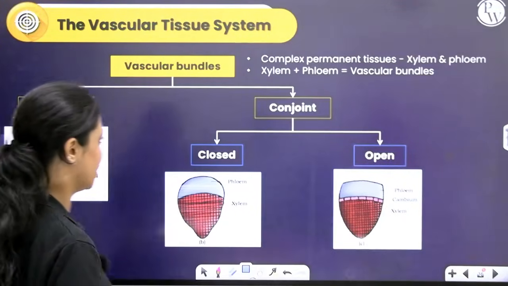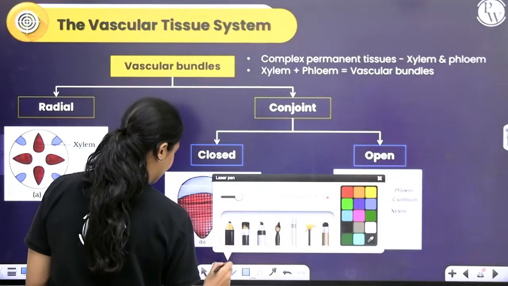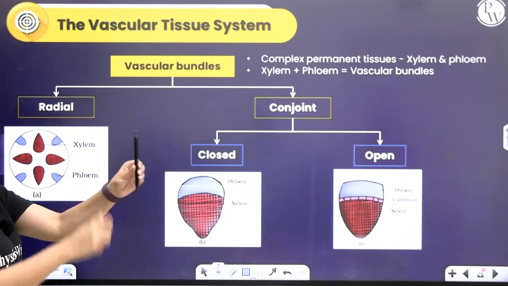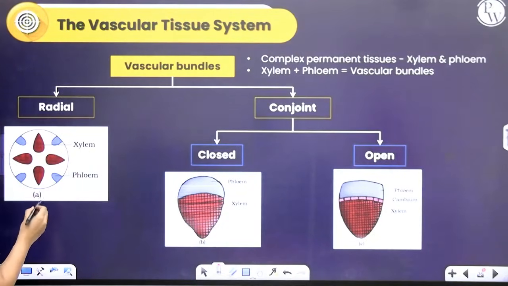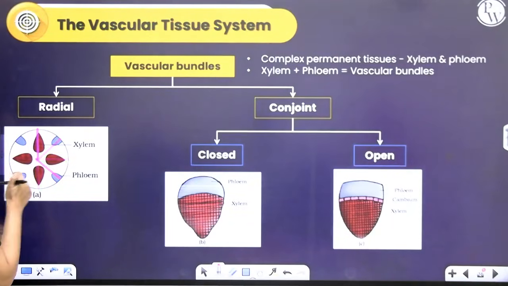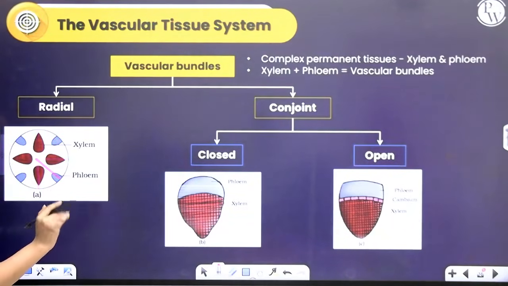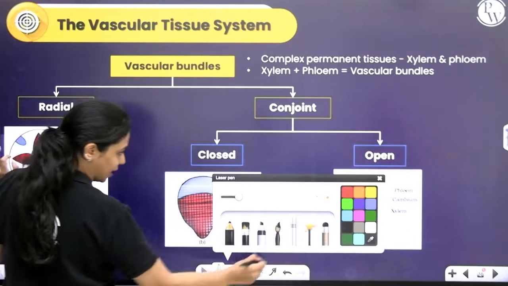In radial vascular bundle, you have xylem and phloem present in separate radii. If you can think of this as a root and you take a section of the root and you look inside, xylem and phloem will be present. In this radius, xylem is there. Next radius, phloem is there. Here you have xylem, here you have phloem. Red color is xylem, blue color is phloem. So in alternating radii, you can find xylem and phloem being present. They are not present together in the same bundle. Such a type of radial arrangement of vascular bundle can be seen in roots.